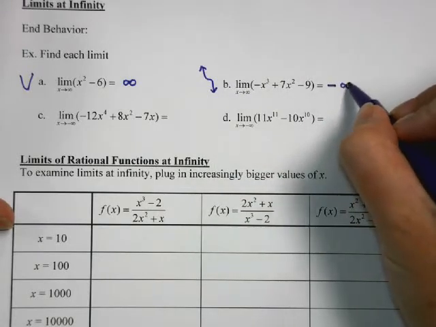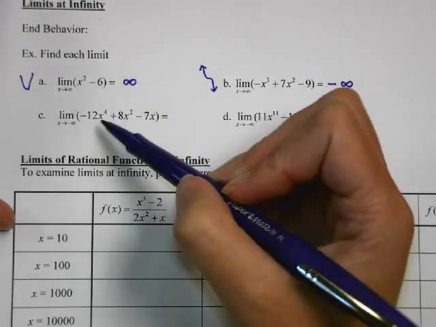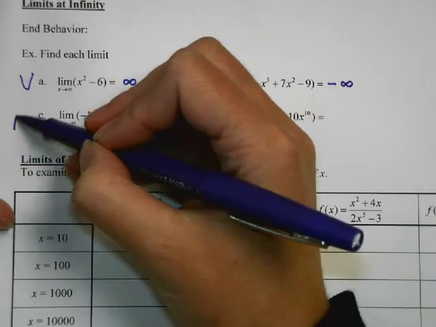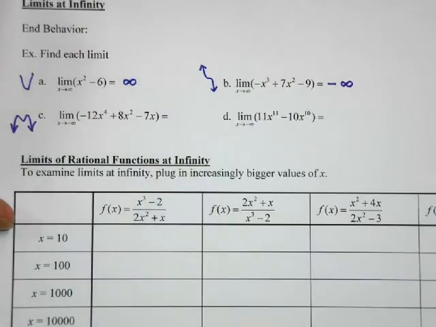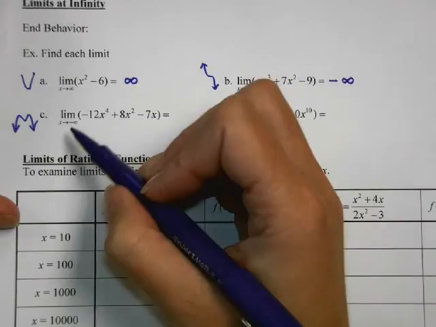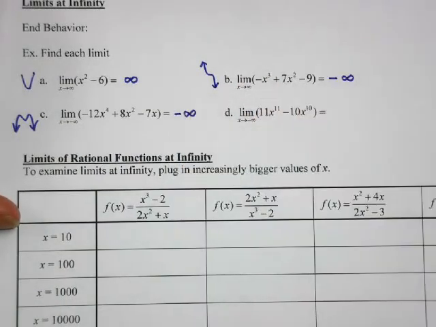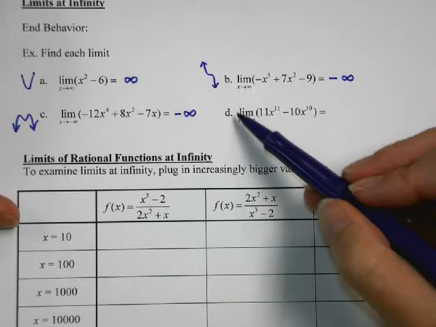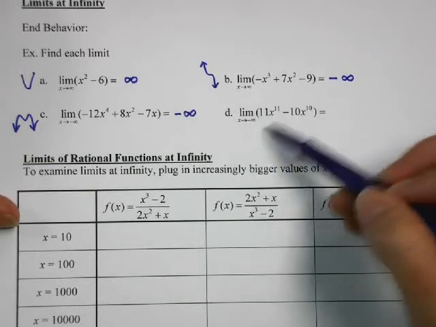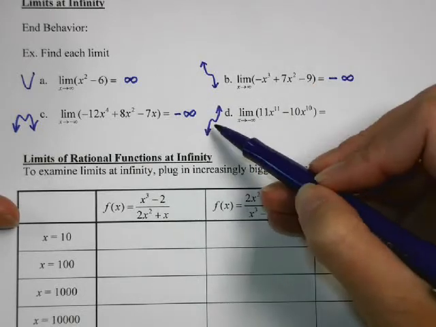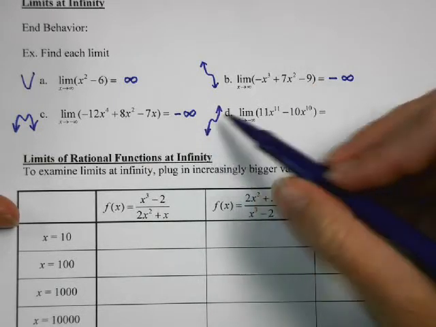Here I have an even degree with a negative, so that's going to go facing down in both directions. So as we go to negative infinity, this will be negative infinity. And then as we go to negative infinity, this is an odd positive. So as we go to negative infinity, this graph is going to negative infinity.